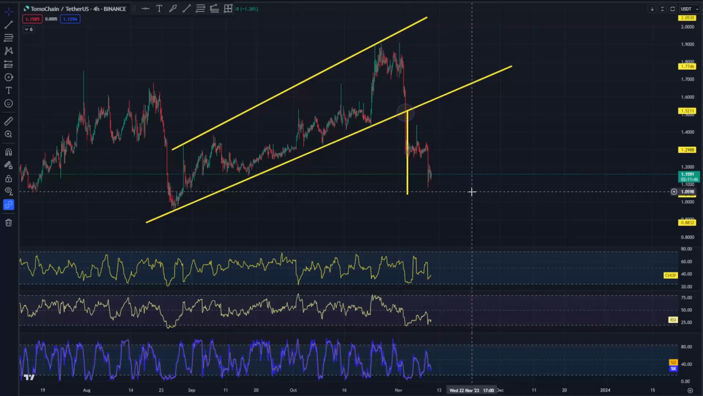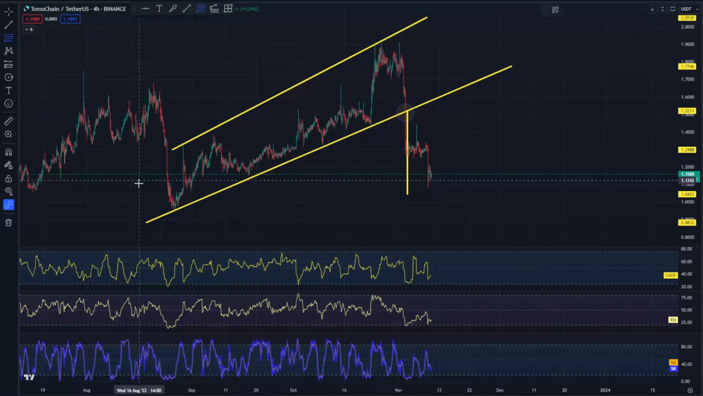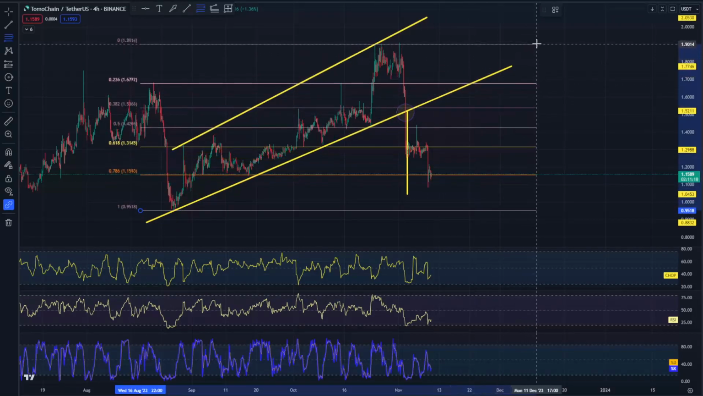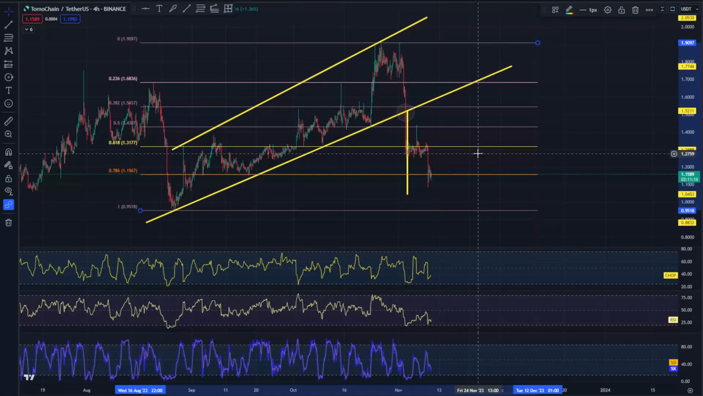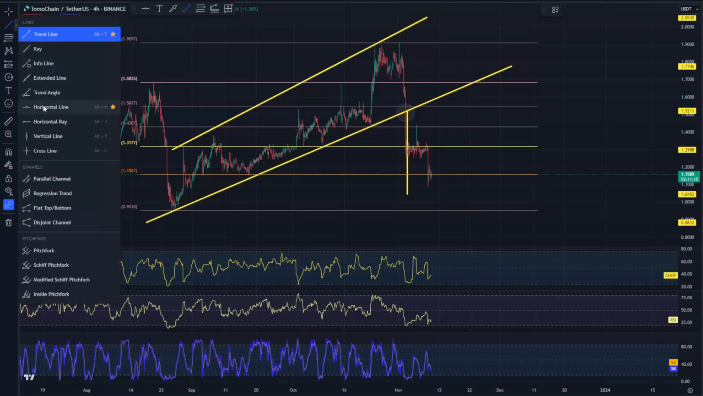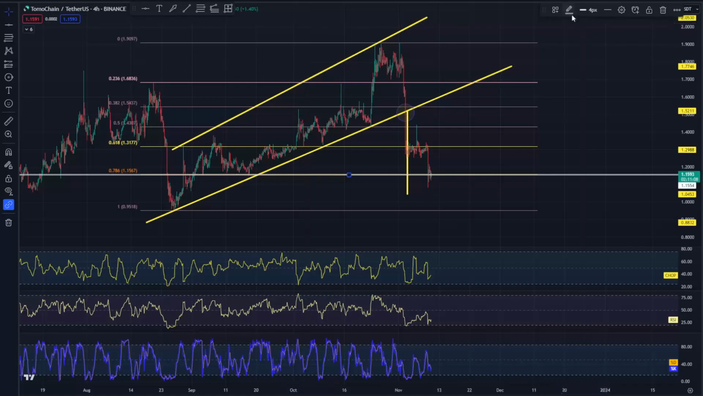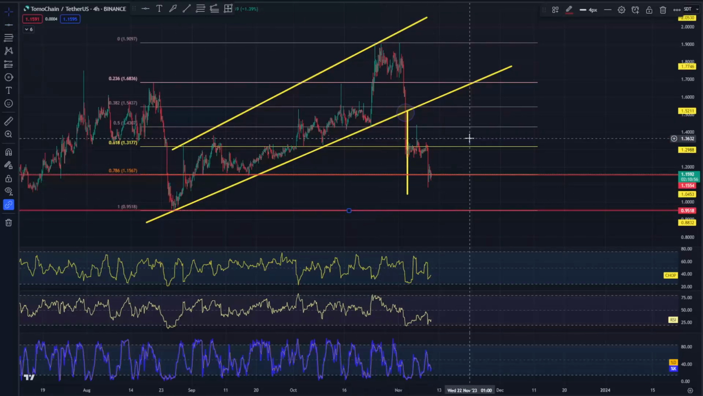Going further, we can move on to marking support areas when we start a larger correction. For this purpose, we will use the fib retracement tool. Based on the recent upward movement, we can see that the price has returned to a very strong support at the level of $1.15, which is trying to maintain the price, while we still have support at the level of 95 cents.